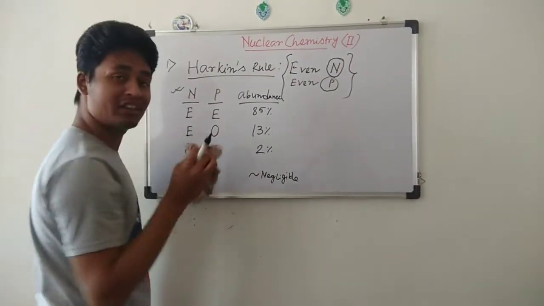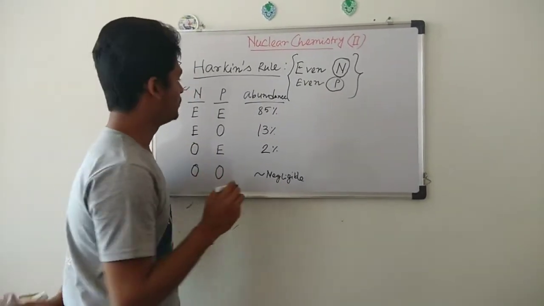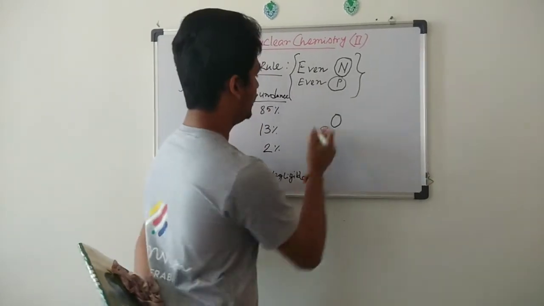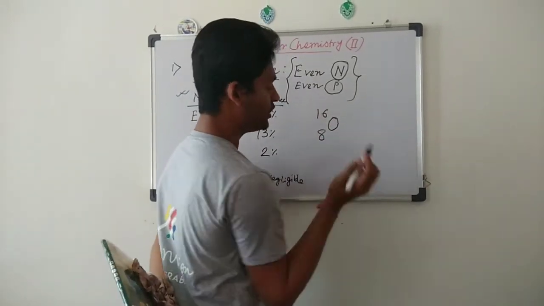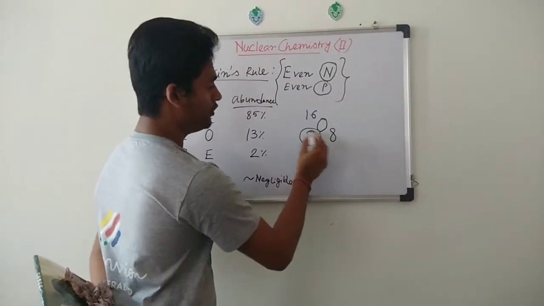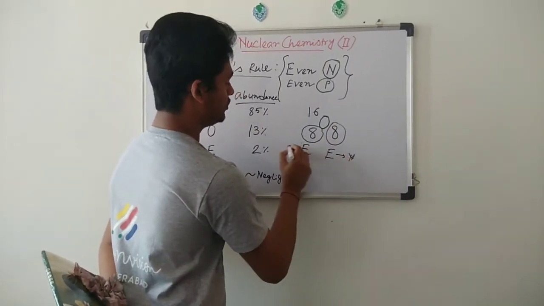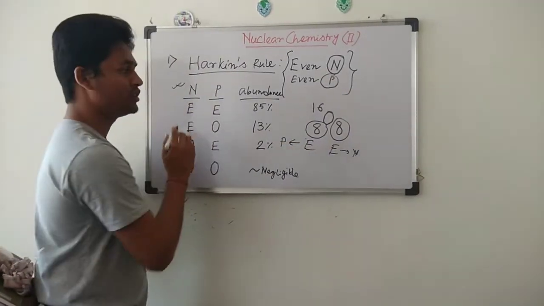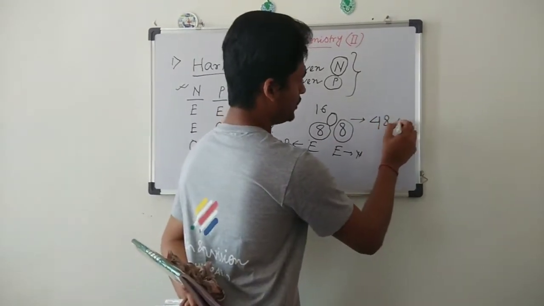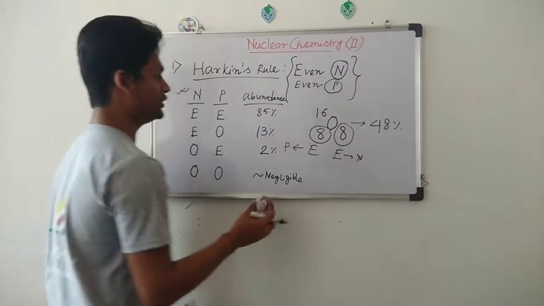This is called Harkins rule or Harkins-Oddo rule also. Now let me give you an example. Oxygen: what is the atomic number? That is 8 and mass number 16. So proton number, according to the representation, I can write here, is again 8. So 8 is even, and this is even. So even neutron and even proton, so this is exceptionally stable. If I am not wrong, almost 48% of the earth's crust is made up of that oxygen isotope. So you can easily see this.